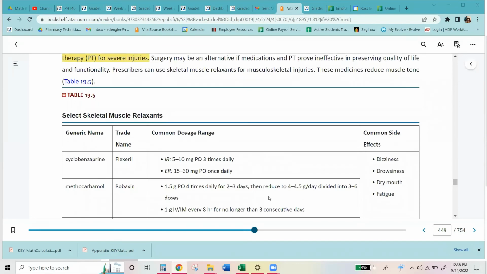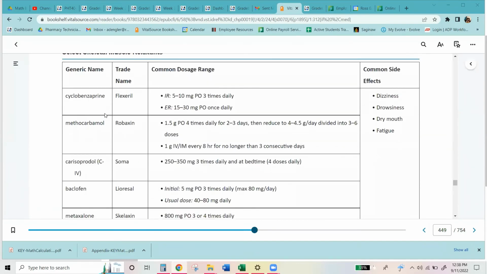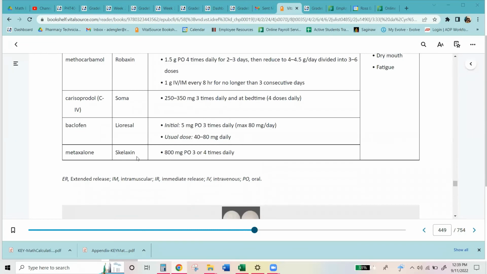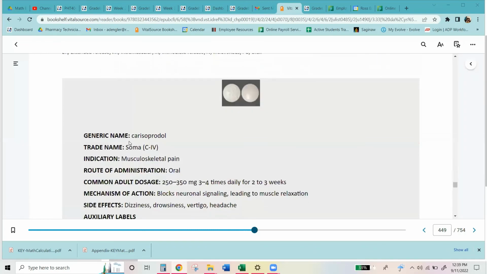So for skeletal muscle relaxants, we have Flexeril, pretty common, Robaxin, Soma, which is a controlled substance. So when I first started in pharmacy, it was not. It became one a few years after I started working in pharmacy. Then we have Skelaxin and Lorzone.